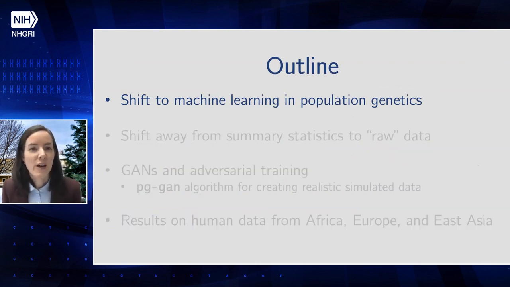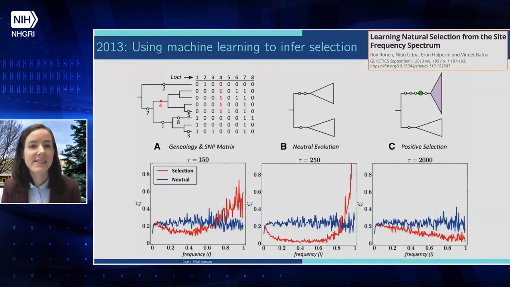So what about this first shift toward machine learning? I think one of the papers that really highlights this nicely was in 2013. This paper was trying to identify regions as either neutral or under natural selection, so a binary classification problem. One of the observations, which has been known for a long time, is that selection distorts properties of genomic data. In particular, this is highlighted in the site frequency spectrum, which is a common summary statistic.